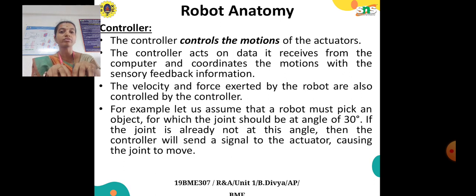Okay, this is the part of a controller. As I told you, let us assume the robot must pick an object which is not at an angle of 30 degrees. If the joint is not at this angle, then the controller will send a signal to the actuator to make the joint move to a particular angle, right?